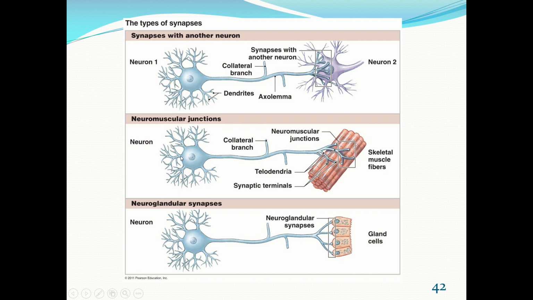Then we see the neuromuscular junctions. In this case, this is a somatic motor neuron, and it is innervating skeletal muscle fibers. And so it's going to be exciting the skeletal muscle fibers because it will be secreting acetylcholine, which then binds to receptors and excites the skeletal muscle. And then we see a neuroglandular synapse here, and this would be either an endocrine or an exocrine gland.